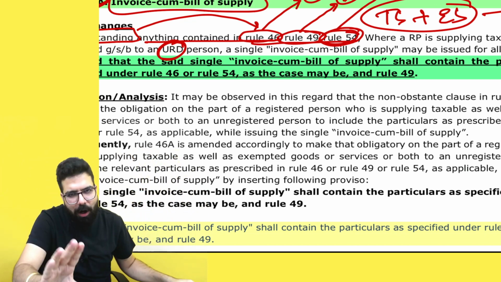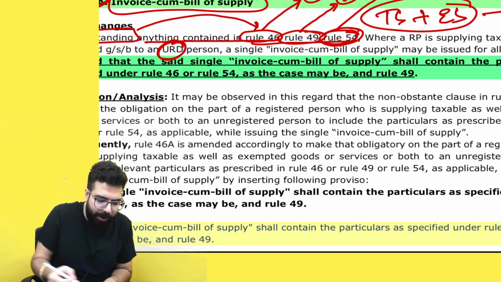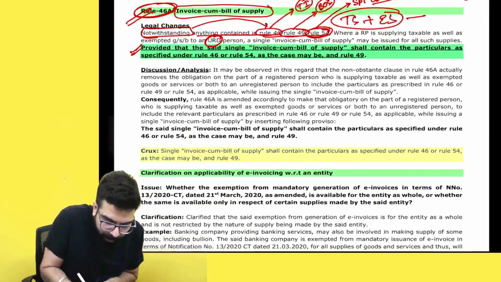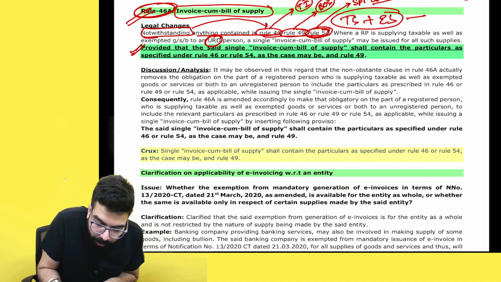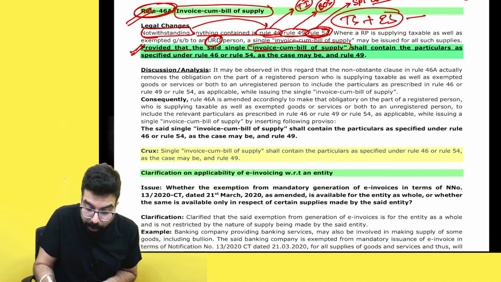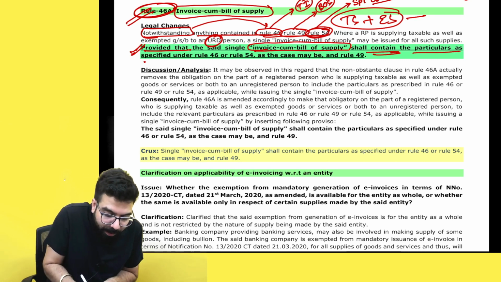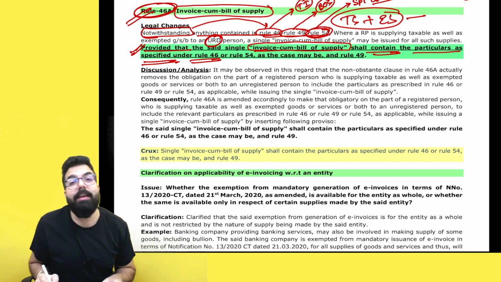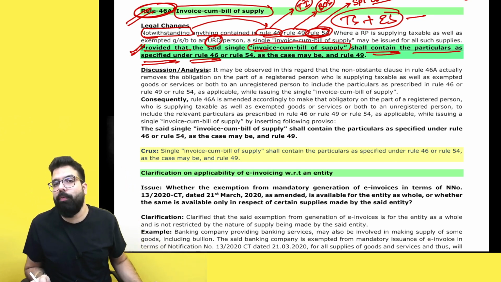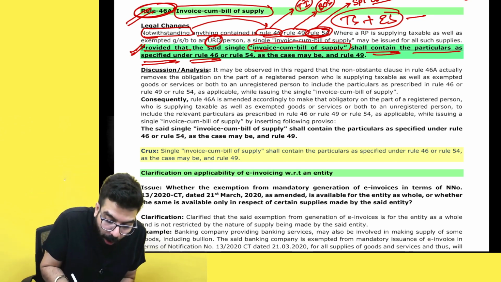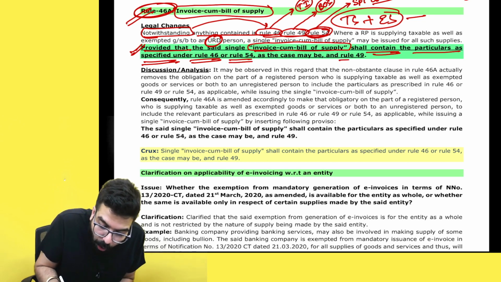Now they have inserted one proviso and they have told, hey, listen, provided that the invoice cum bill of supply shall contain, it means you should put the particulars as told in rule number 46. That is what is told, what particulars are told for a tax invoice, those particulars should be there, or rule number 54 or rule number 49.